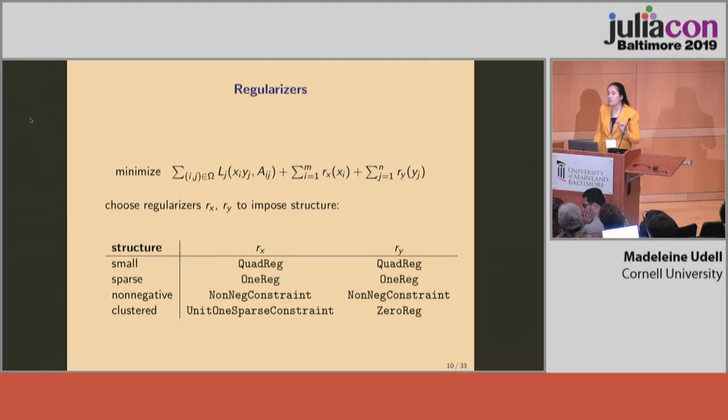So you can interpret the rows of X that have the same sparsity pattern as being in the same cluster. In fact, alternating minimization on an objective with a quadratic loss function and what I'm calling the clustered regularization here exactly reproduces the k-means algorithm. That's kind of cool.